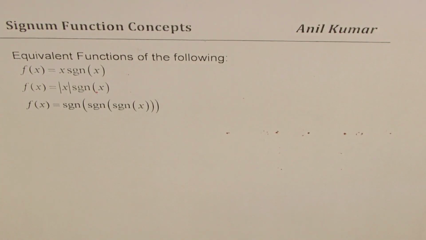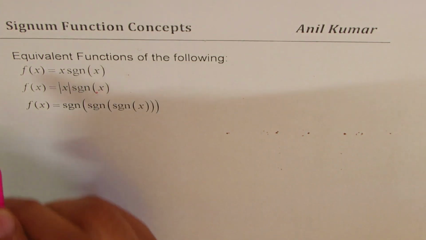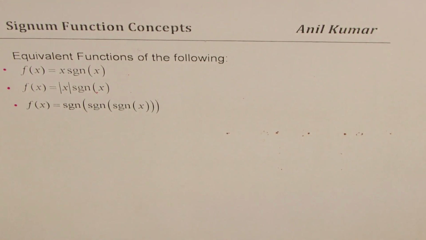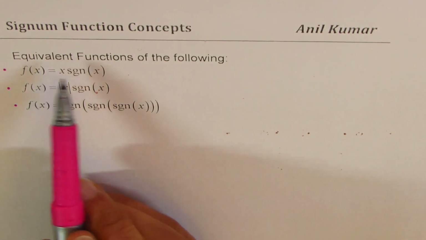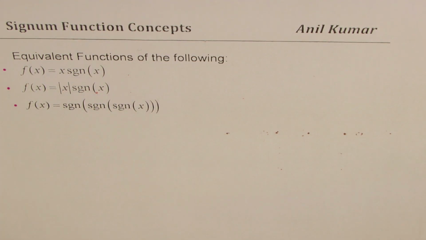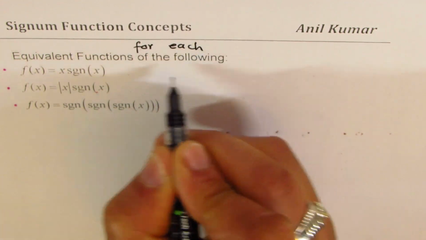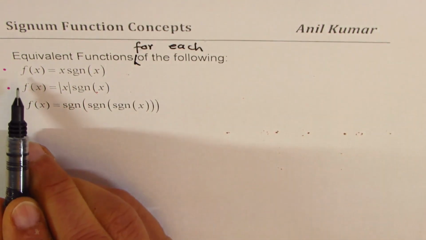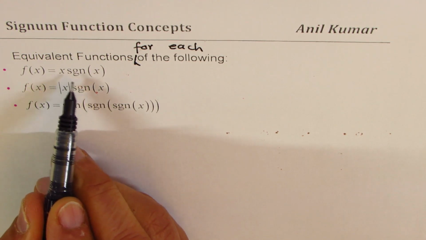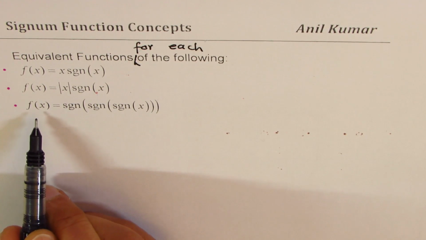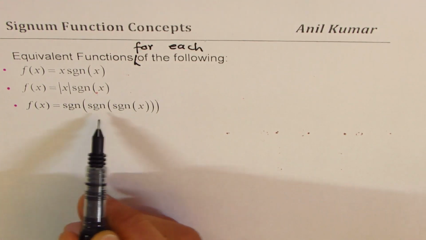Now we'll talk about equivalent functions. So we have already discussed this topic. Here it will really help you to reproduce what you have just learned. You can actually pause the video and write down equivalent functions for each of the following, right? So the first one is f of x equals x signum x. Then we have f of x equals the absolute value of signum x. And the third one is nested signum functions.